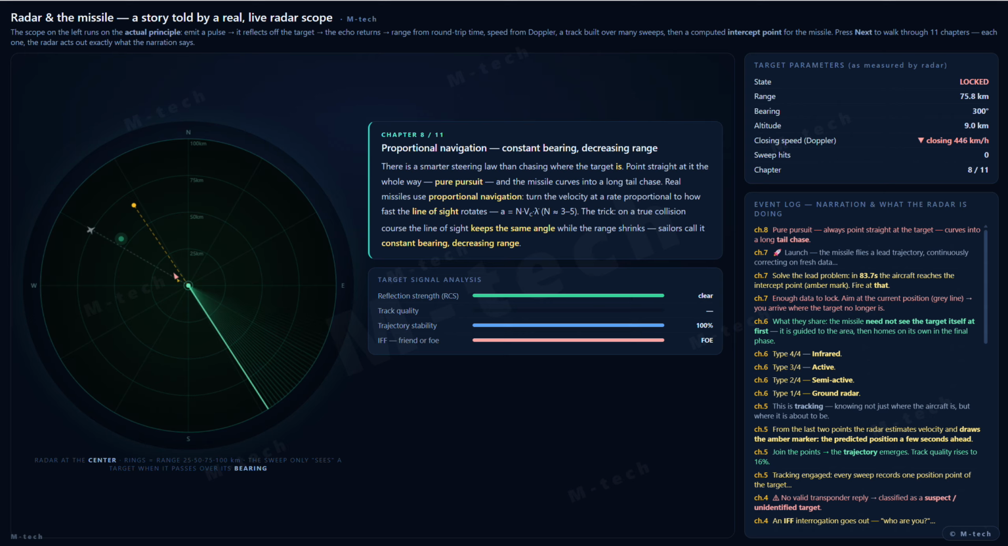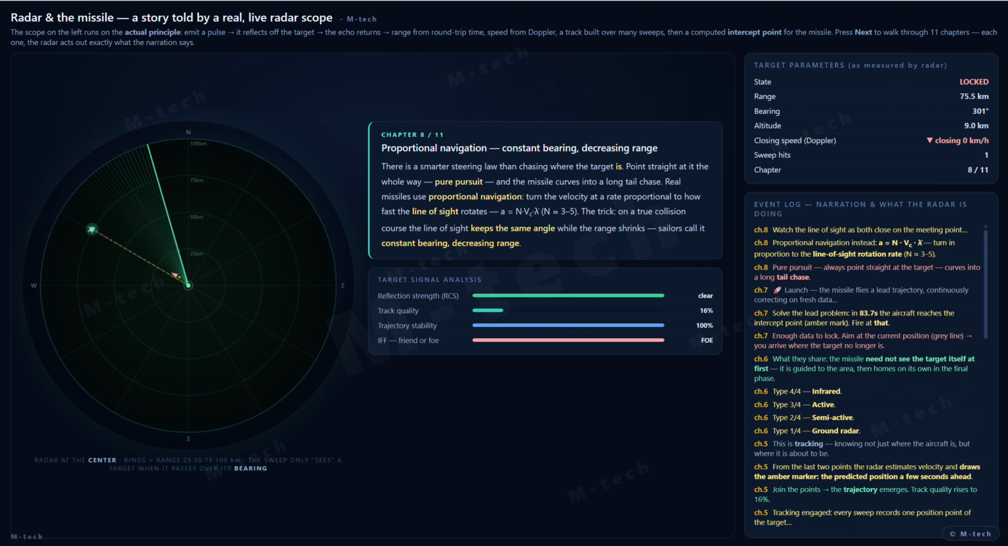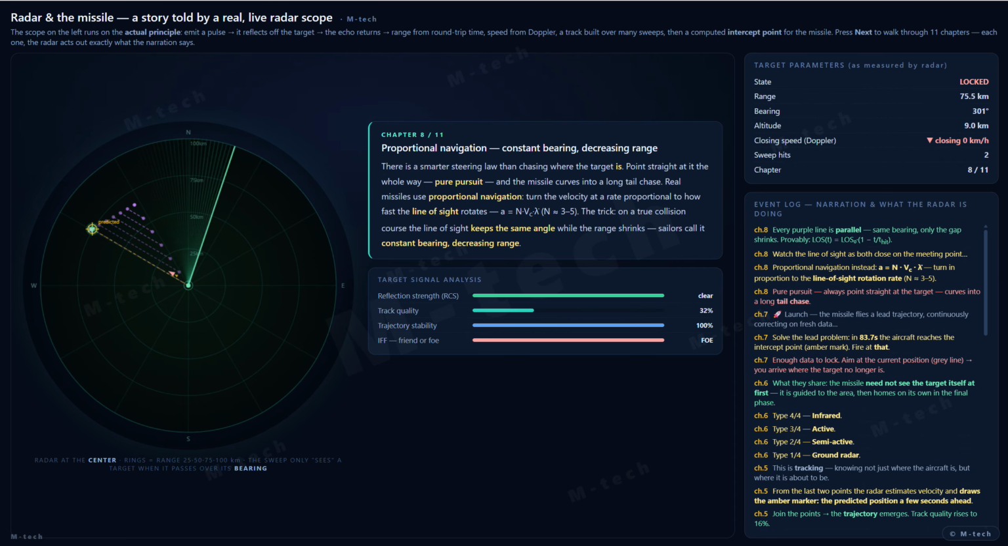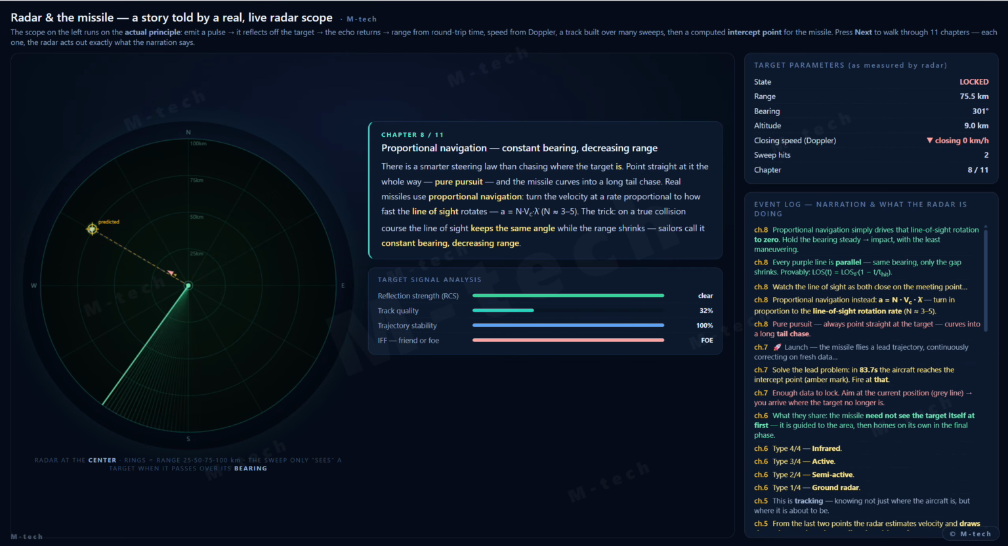Proportional navigation. There is a smarter way to steer than chasing the target's current position. Point straight at it the whole way, called pure pursuit, and the missile curves into a long-tail chase, arriving from behind after the hardest possible turns. Real missiles instead use proportional navigation.